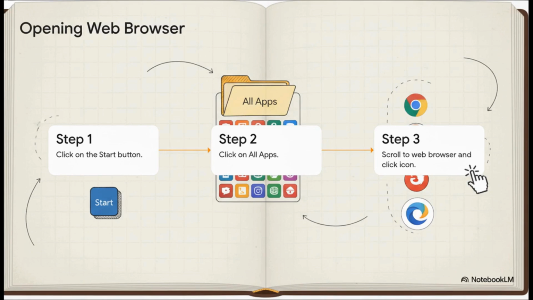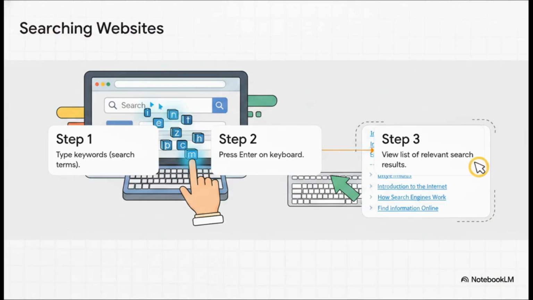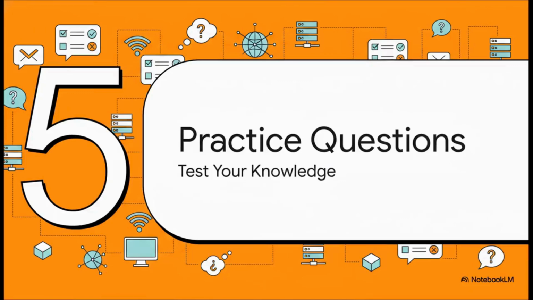As for getting started, it's super simple. You just hit your computer's start button, head over to All Apps, and scroll down until you spot your favorite web browser. Give that icon a click, and you're in. Once that browser is open, searching is a breeze. Just type in your keywords, press enter, and boom, you've got a whole list of relevant search results. See one that looks helpful? Just click the link, and you're there.